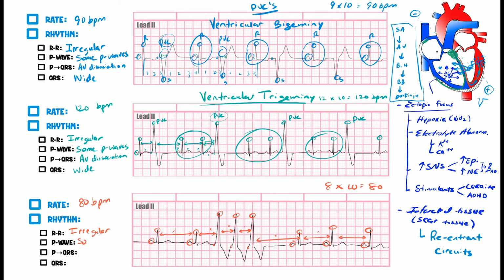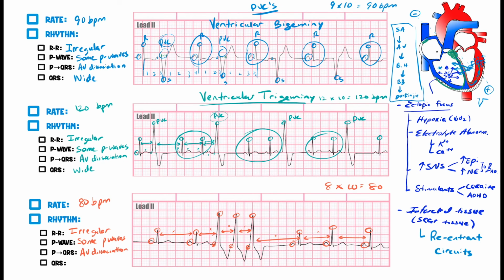So we're going to put some P waves. Because there's not a P wave for every QRS complex, what does that mean? Is there association between the atria and the ventricles every single time? No. So there is some AV dissociation.